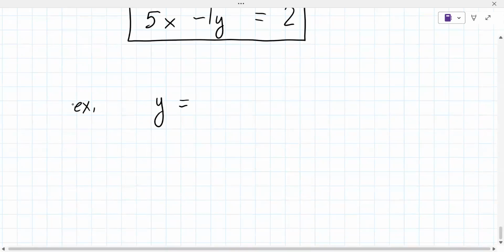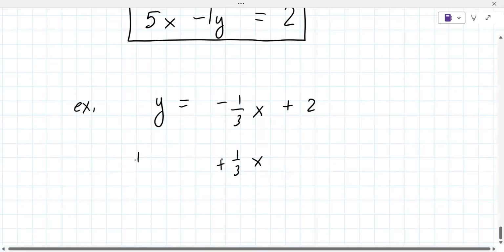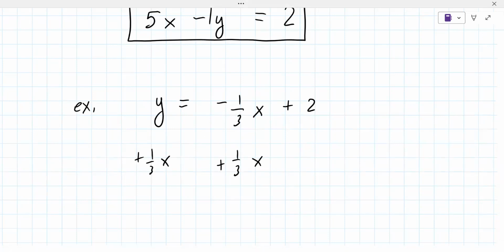Let's say it's like y equals minus 1/3 x plus 2. Okay. Well, you start out the same way you do all the others. You move this to the other side. Okay. So plus 1/3 x plus 1/3 x. Okay. Which means that, sorry, so you have 1/3 x plus 1y equals 2.